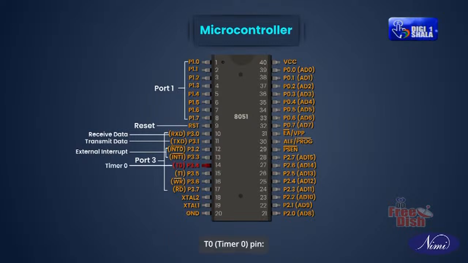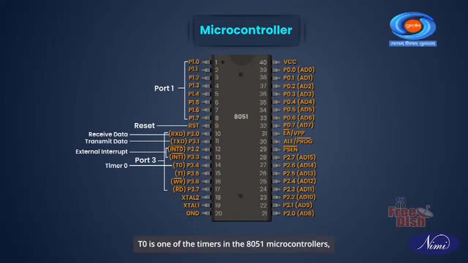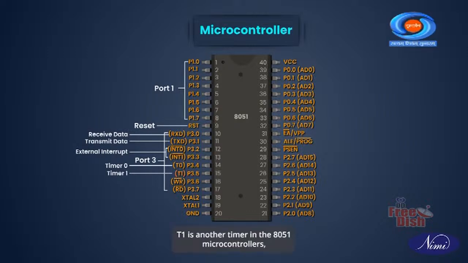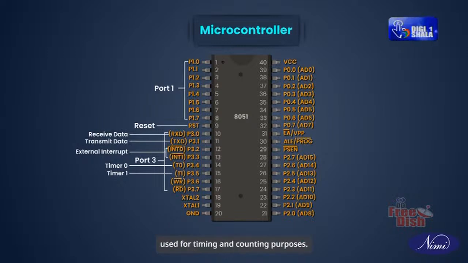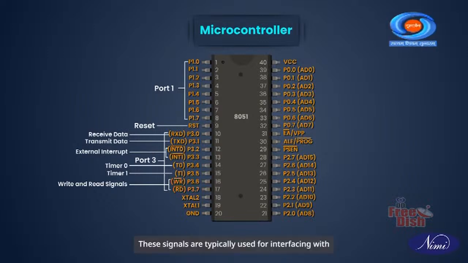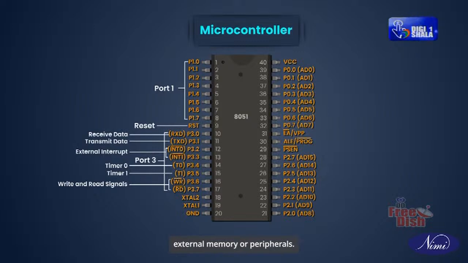T0 or timer 0 pin. Function. T0 is one of the timers in the 8051 microcontroller used for timing and counting applications. T1 or timer 1 pin. Function. T1 is another timer in the 8051 microcontroller used for timing and counting purposes. Write and read signals. Function. These signals are typically used for interfacing with external memory or peripherals.